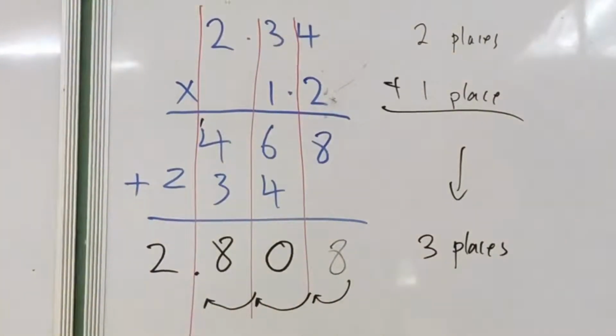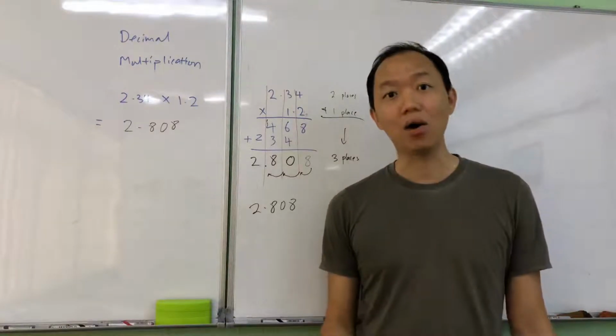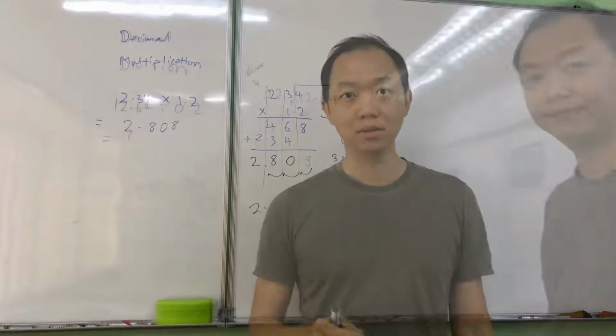So the final answer will be 2.808. The answer is 2.808, and that is how you multiply decimals.